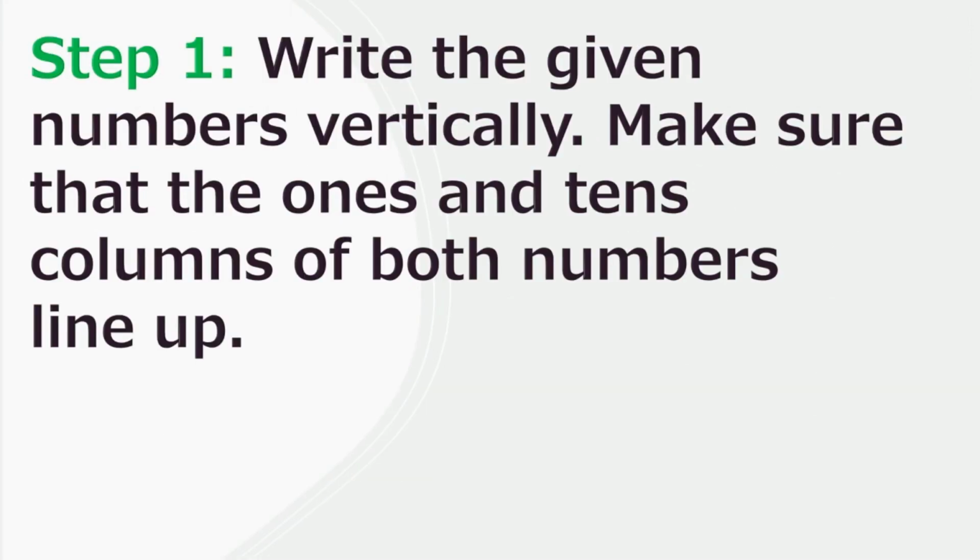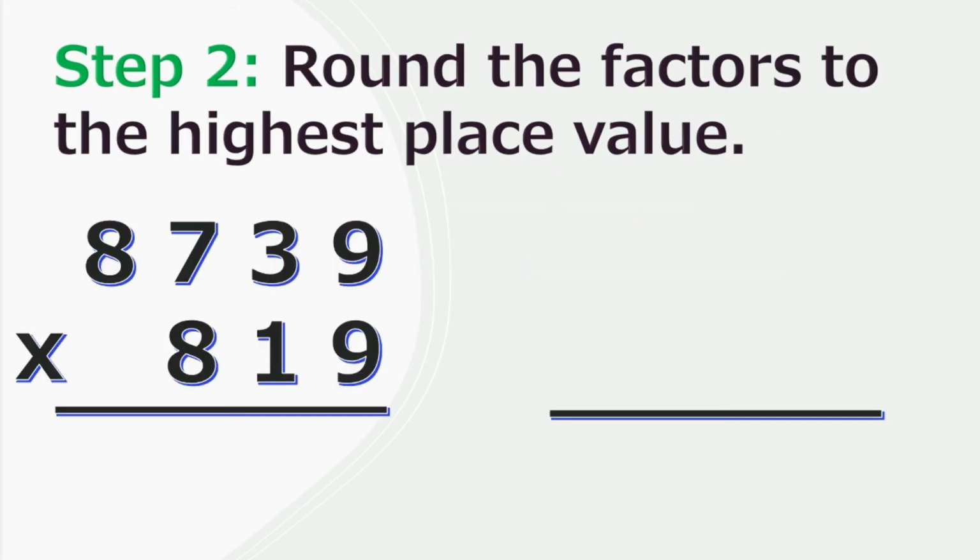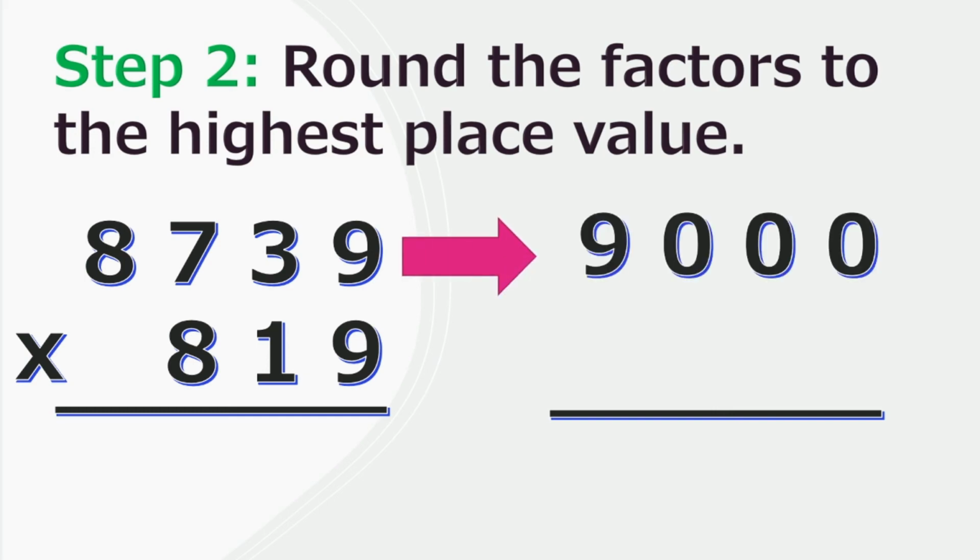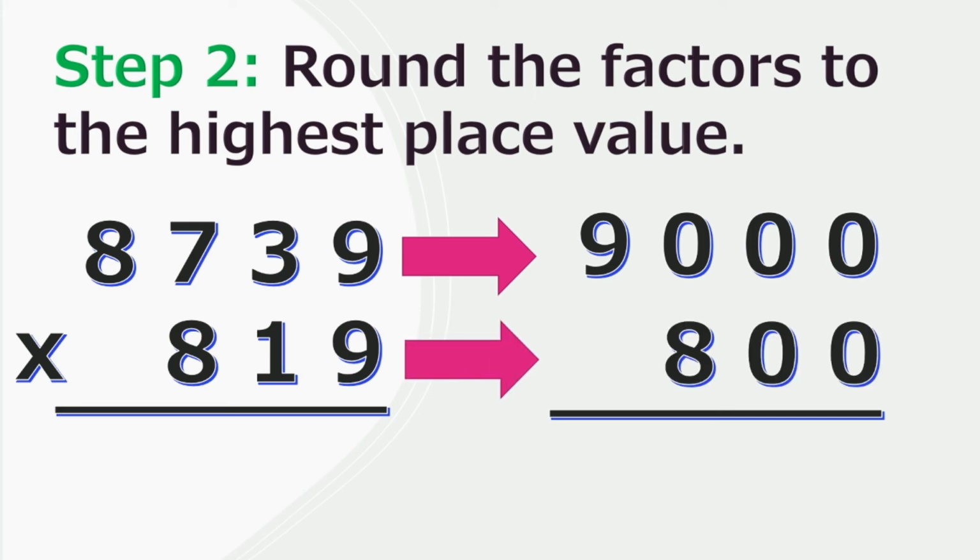Step 1. Write the given numbers vertically. Make sure that the ones and tens columns of both numbers are lined up. Step 2. Round the factors to the highest place value. So 8,739, if you round up to its highest place value, will give you 9,000. And 819, if you round it off to the highest place value, the answer is 800.